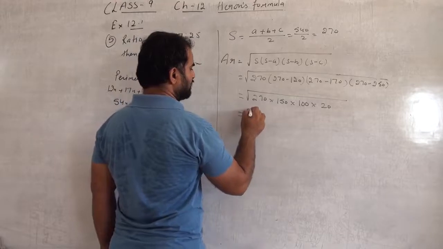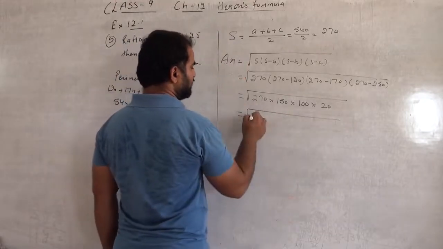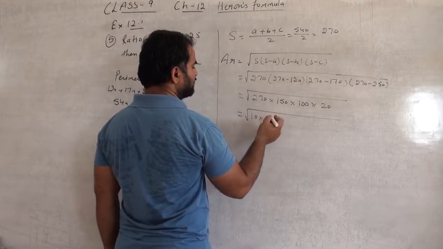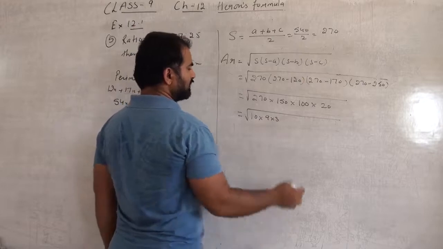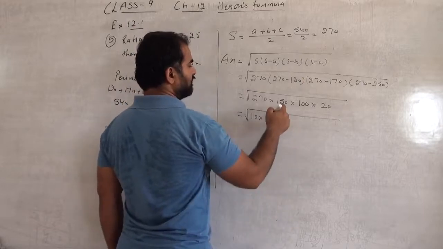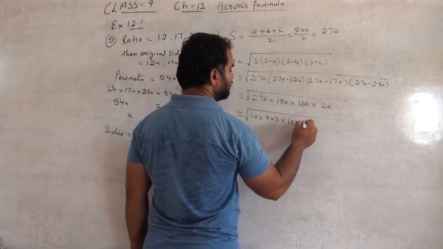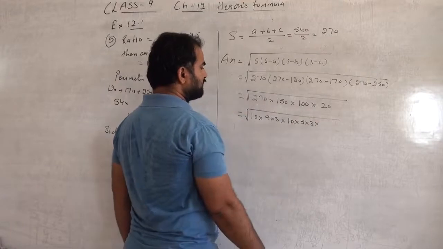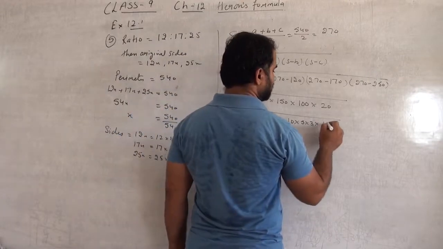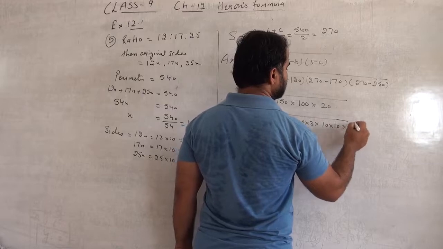Next, we can say it is 10 multiplied by 27, and 27 is 9 into 3, multiplied by 10 multiplied by 15, and 15 will be 5 into 3. Or it can be 10 into 10, multiplied by 10, and 20 will be 2 into 10.